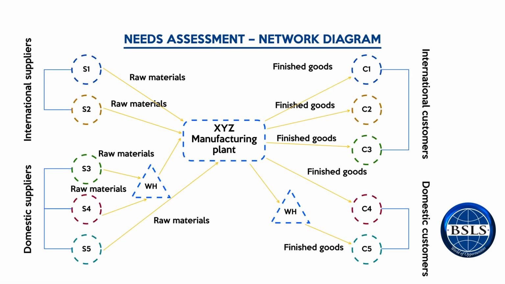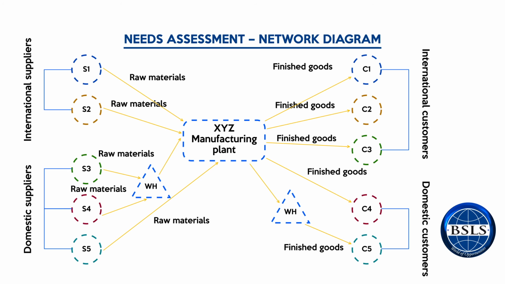Let us assume XYZ is a manufacturer who is procuring raw materials from two international suppliers represented by S1 and S2 and three domestic suppliers represented by S3, S4 and S5. Here WH represents the warehouse and it indicates that the raw materials from supplier S3 and supplier S4 are first brought to the warehouse and then they are delivered to the manufacturing plant of XYZ.